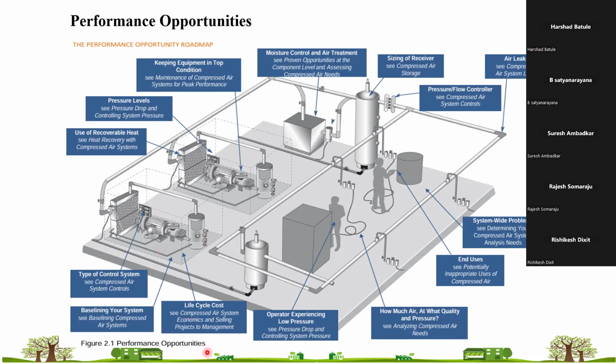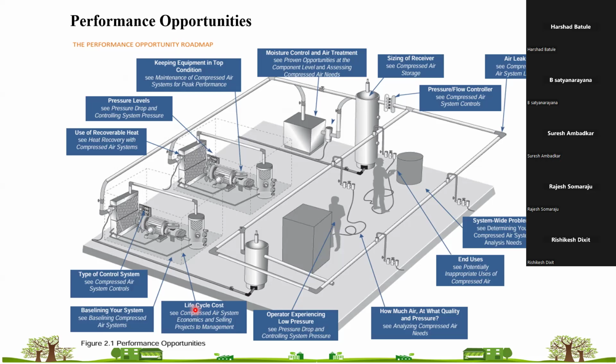Then life cycle cost. Life cycle cost means if you are purchasing a compressor, one model has 0.15 kilowatt per CFM, another model is 0.17 kilowatt per CFM. So let's say the price of the 0.15 kilowatt per CFM is 3 lakh rupees and 0.17 kilowatt per CFM is 2 lakh rupees. You can see that the initial capex cost is lower by 33%.